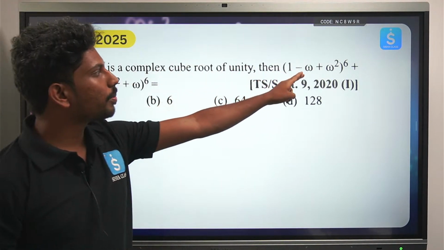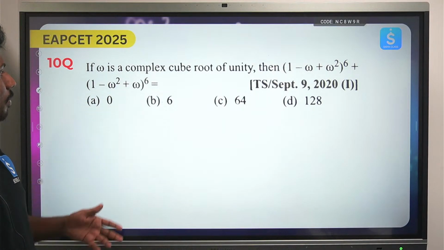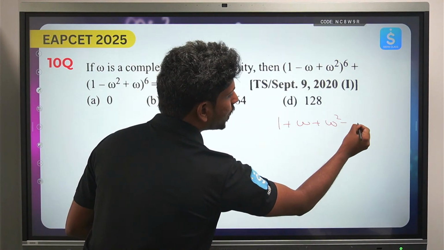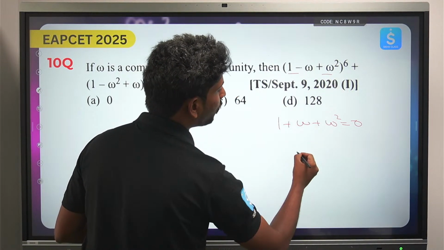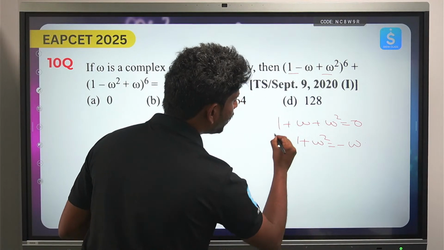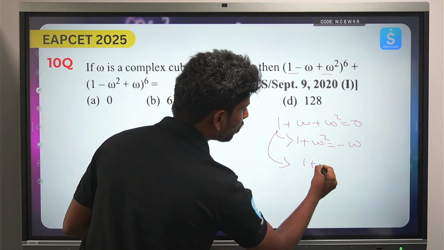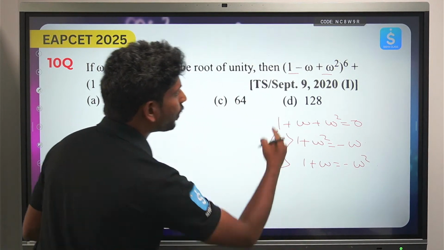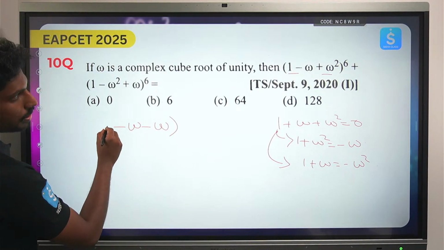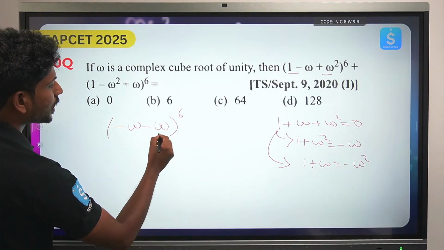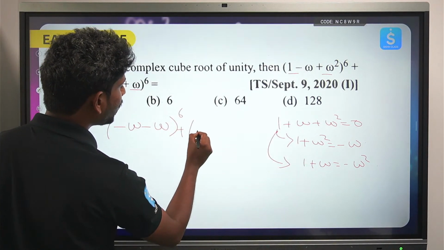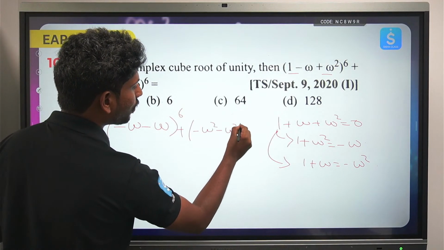We have (1 minus omega plus omega square) whole to the power 6 plus (1 minus omega plus omega square) whole to the power 6. So we already know the relation 1 plus omega plus omega square equals 0. So from here I can write 1 plus omega square as minus omega, and from the same thing I can also write 1 plus omega as minus omega square. So I have minus omega whole to the power 6, plus minus omega square whole to the power 6.